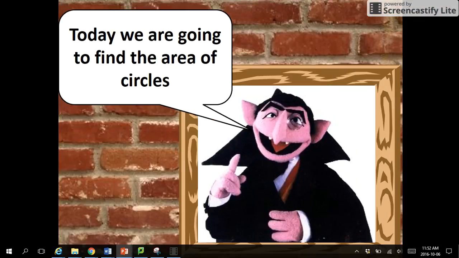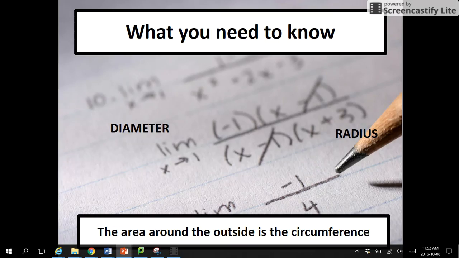Okay, now circles. This is something that may be new to you, so make sure you listen and write things down because there's lots of new words. So today we're going to find the area of circles. What do you need to know? Two words you need to know. You need to know what a diameter is. You need to know what a radius is, guys. You need to know this, okay?